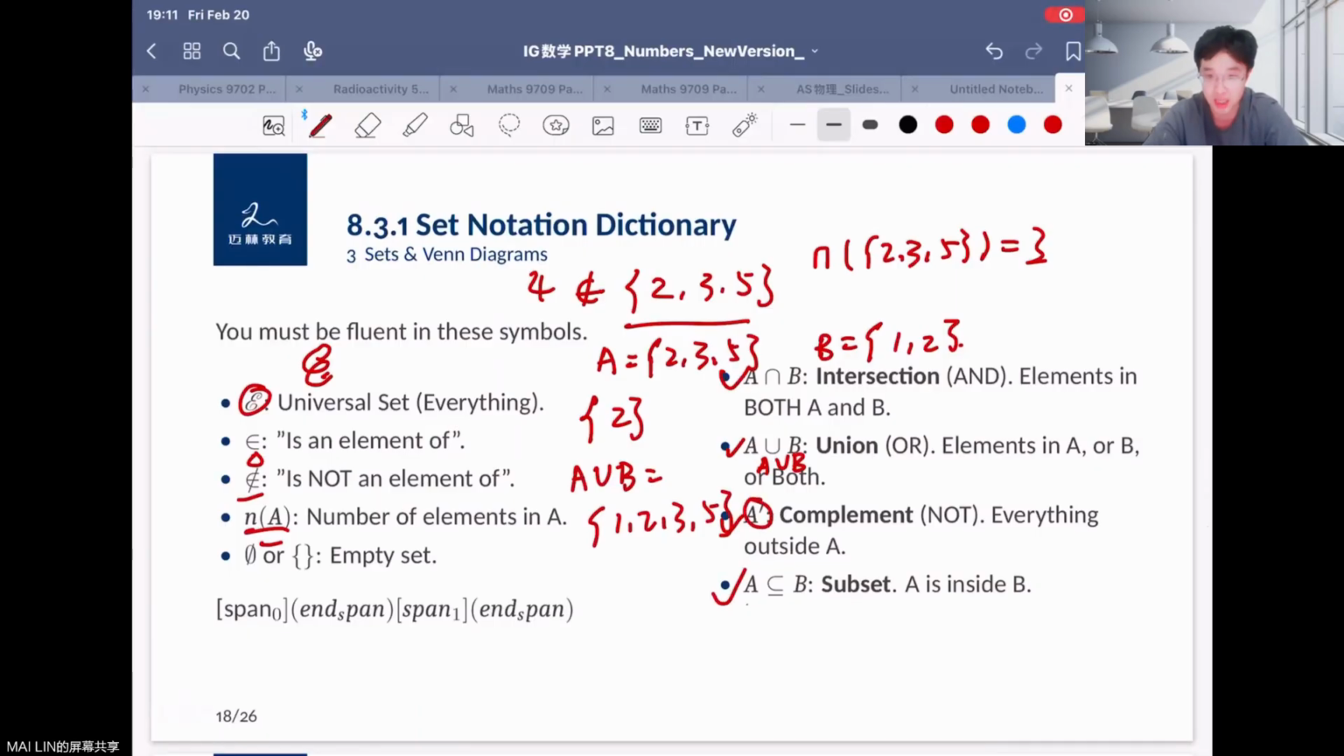That means not in A, okay? So it means everything outside of A. And this symbol means subset. So A is inside B, okay?